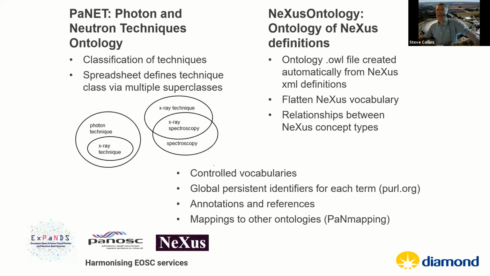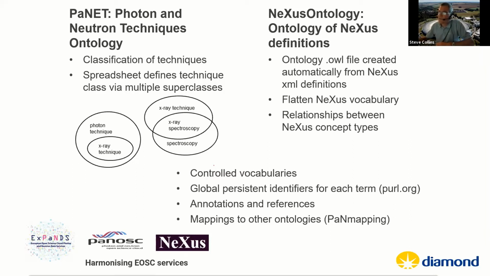Thank you. So the 2 ontologies that we've really focused on are, first of all, photon and neutron techniques. So this is essentially at the moment a classification of techniques where we define the techniques in a spreadsheet and convert them automatically to an OWL file. And this allows us to create subsets and intersections of technique classes to give a rudimentary semantic description of the techniques. The second one is an ontology of NeXus definitions. So again, this is automatically created, this time from the NeXus XML definitions. One of the main objectives here is to flatten the NeXus vocabularies and to bring out the relationships between the NeXus concept types.